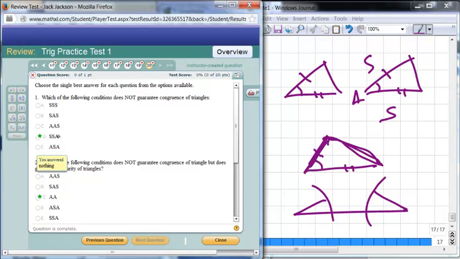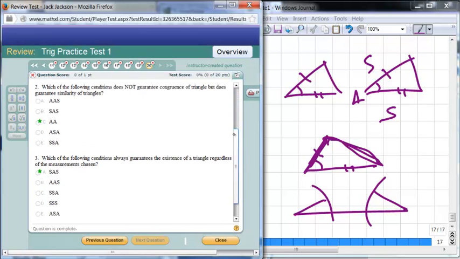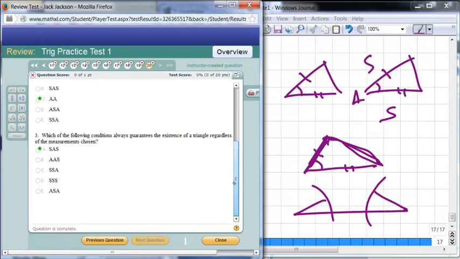Which does not guarantee congruence? Side, side, side does, this does, that does. Side, side, angle has the possibility of the ambiguous case where there are two possibilities, which does not guarantee congruence but makes similar triangles. If you get the angles matched up, you get similar triangles, which is what makes trigonometry work. Which of the following always guarantees the existence of a triangle regardless of the measurements chosen? Side, angle, side. Any of these others, there's ways to mess it up. The ones with the two angles, if you pick two angles that already add up to 180 degrees or more, it's not possible to make a triangle.